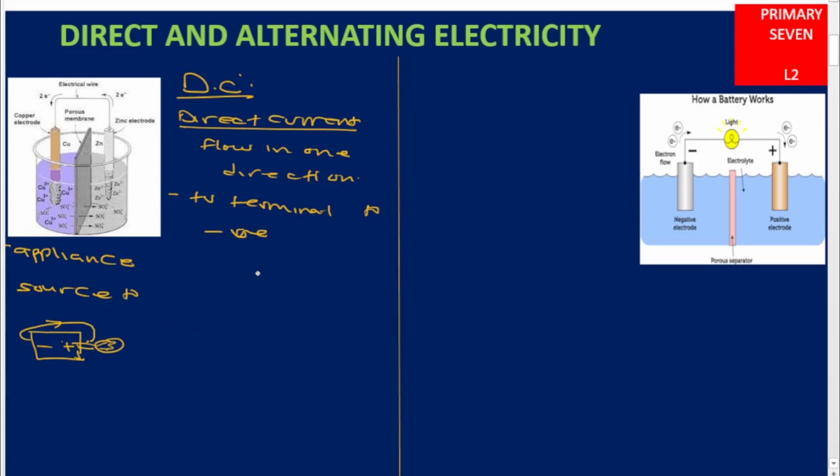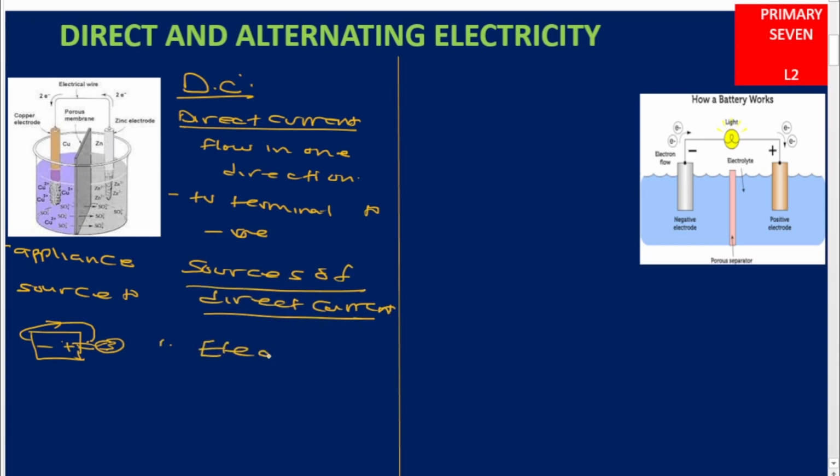Now after we have looked at the definition of DC, direct current, we are going to look at the sources of direct current. Now the sources of direct current, one, we have what we call electric cells. Then all electric cells are sources of DC.